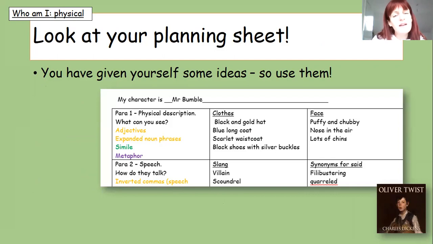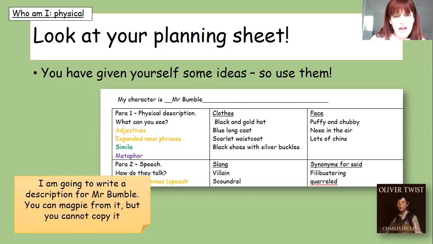Now remember, I have chosen someone you can't choose because I don't want you to copy mine word for word. So my character is Mr. Bumble, and I am going to today write my physical character description of Mr. Bumble. If you're a confident writer, then in a second, you can go off and start writing. If you would like some ideas and some things to magpie, then you can watch the end of the video and then you can see what I come up with. It's entirely up to you.